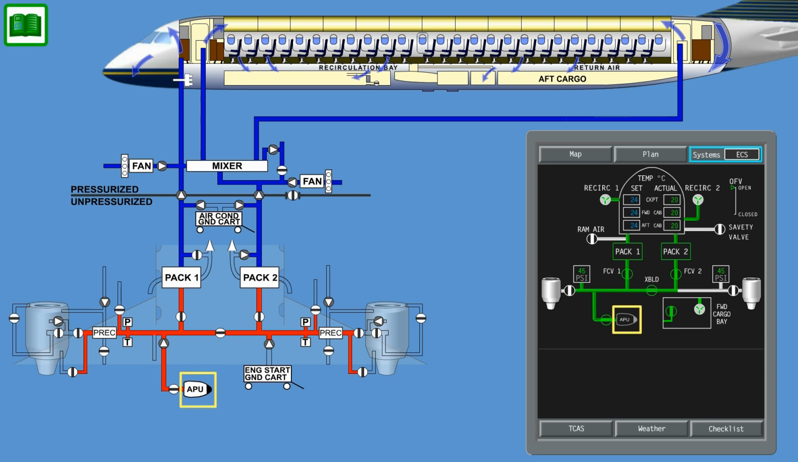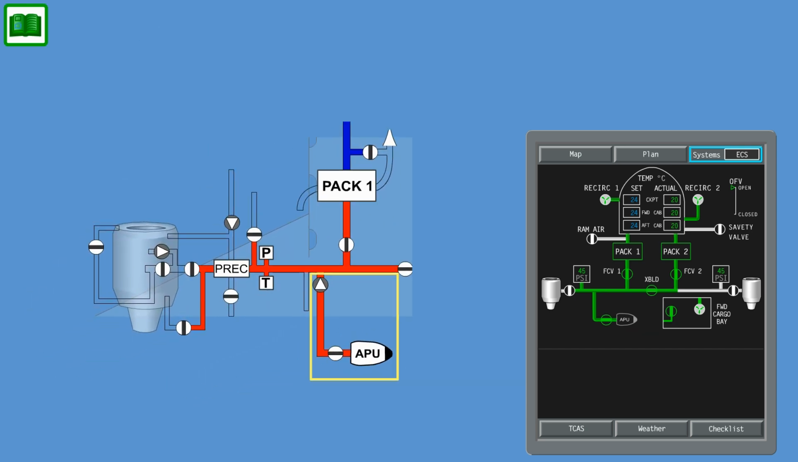The APU is capable of supplying constant bleed air to the pneumatic system on ground or in flight, but it is used primarily as a ground pneumatic source for the environmental control system and for engine starting. The APU bleed air duct is connected to the left-hand bleed air manifold with a check valve to prevent engine bleed air from flowing to the APU when the engine is running.